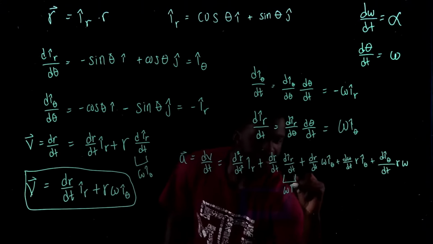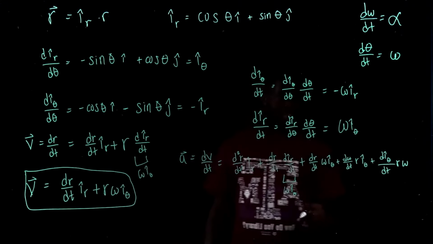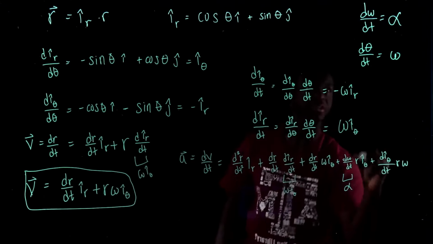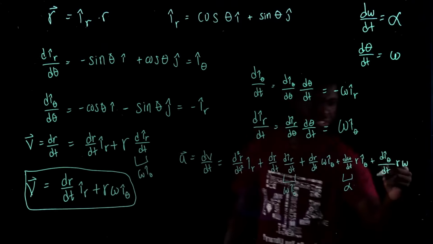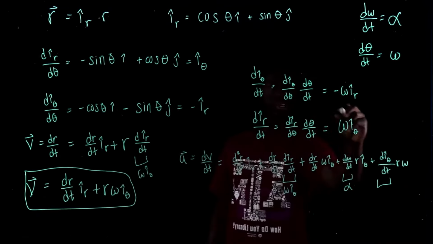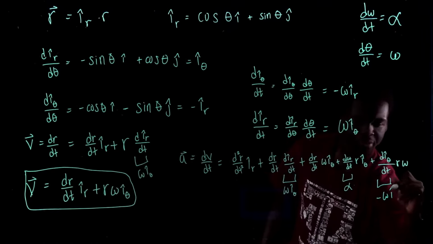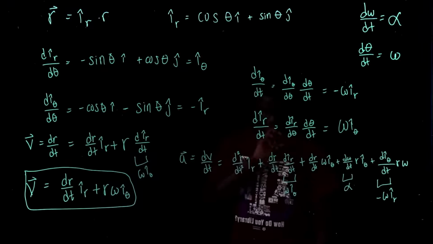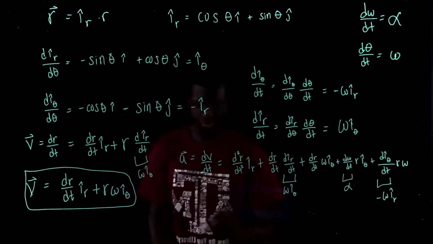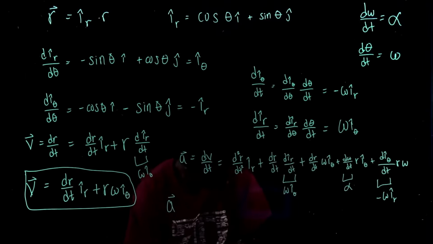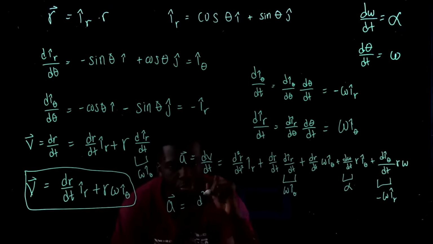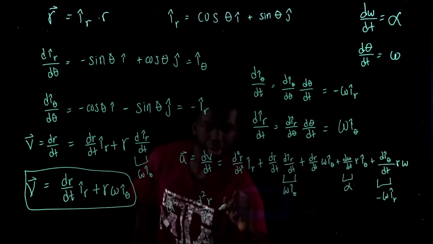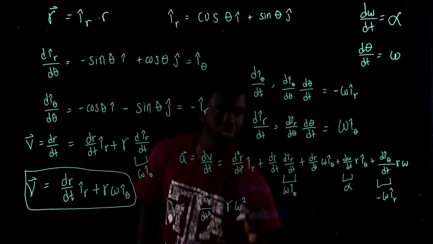This is equal to θ I θ. And we know what d omega dt is. This is equal to alpha, as you see up there. And you know what d I θ over dt is. That is equal to negative omega I r. And those are the three things you can substitute in. After you do that and substitute like terms, the final answer is going to be a is equal to d squared r over dt squared, and then minus r omega squared.